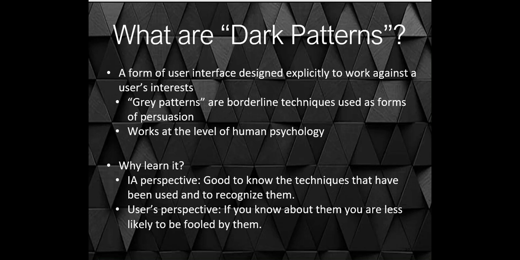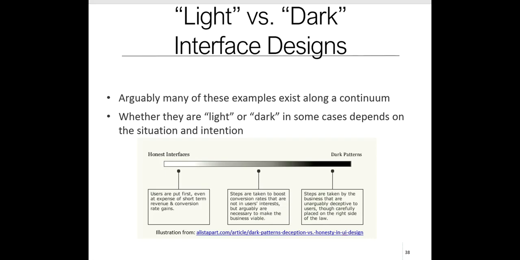So, as I said before, arguably many of these examples exist along a continuum, and whether they're light or dark in some cases depends on the situation and intention. On the left-hand side, we have honest interfaces where users are put first, even at the expense of short-term revenue and conversion rate gains. And then in the middle is the gray area where steps are taken to boost conversion rates that are not in users' interest, but arguably are necessary to make the business viable.